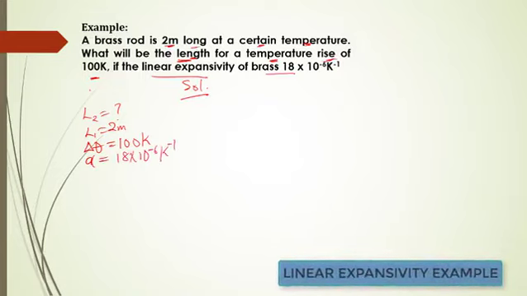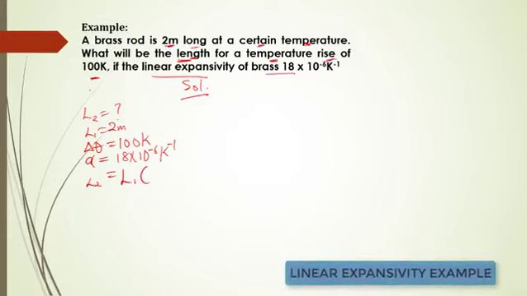Alright, so for us to find L2, what it simply means is that we're going to make L2 the subject of the equation. And making L2 the subject of the equation, L2 is going to become equal to L1 bracket 1 plus alpha times the change in temperature. That's what we're going to have to find our L2.